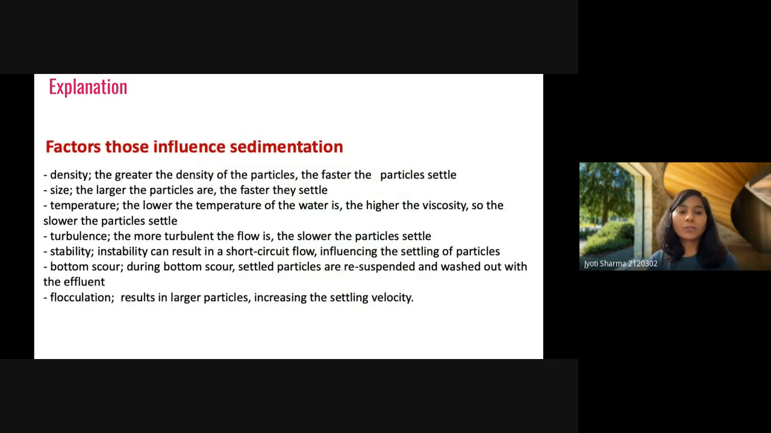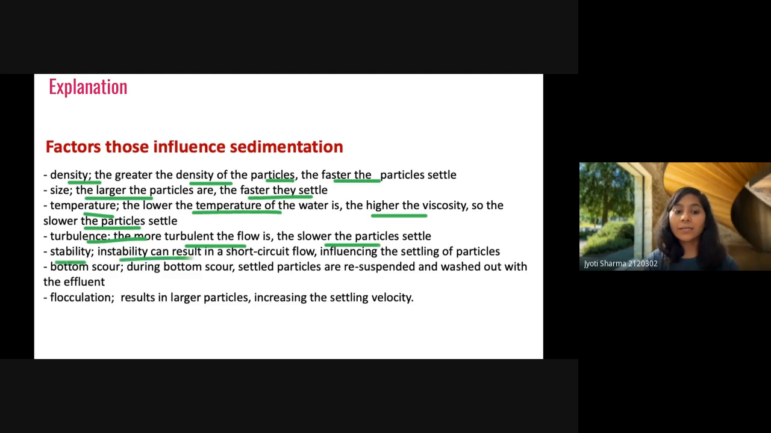There are also some factors that can influence sedimentation. For example, density: whenever we have greater density of the particle, then the particle will settle down faster. Size: whenever the size is larger, they will settle down faster. Temperature: the lower the temperature, the higher the viscosity, and the slower the settlement. Turbulence: the more turbulence, the slower the particle settles.